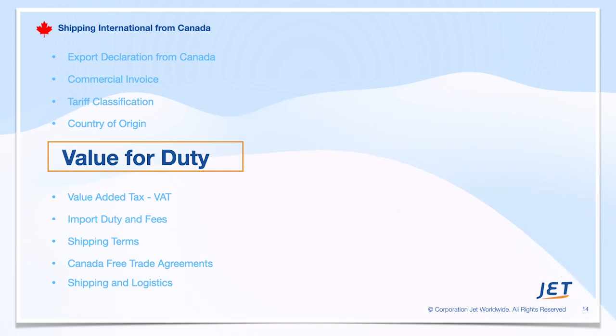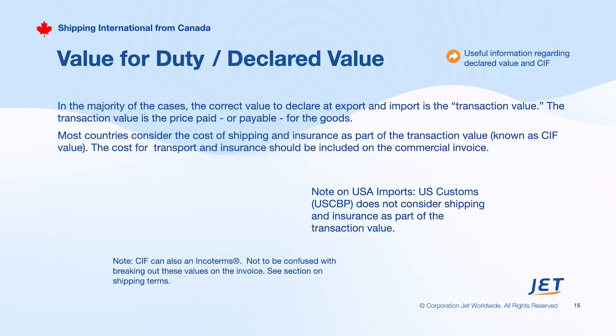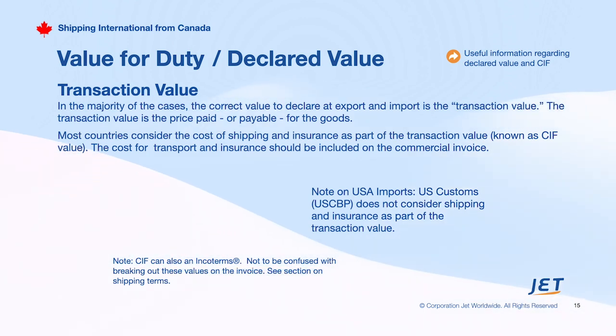Declaring a value. In the majority of cases, the correct value to declare at export and import is the transaction value. The transaction value is simply the price paid or payable for the goods, most often the value on the commercial invoice. With the exception of the United States, most international customs authorities consider the value for duty to include the cost of shipping and insurance.